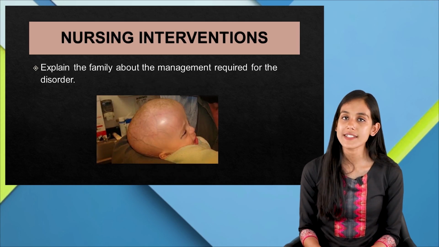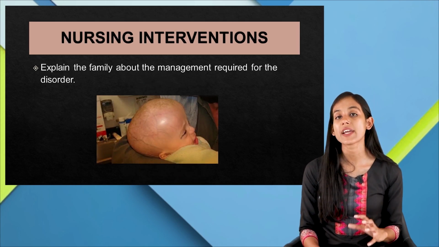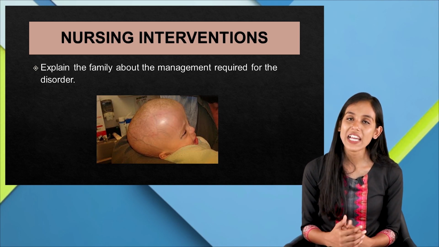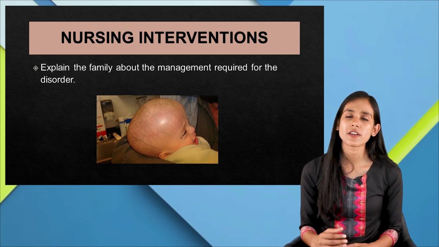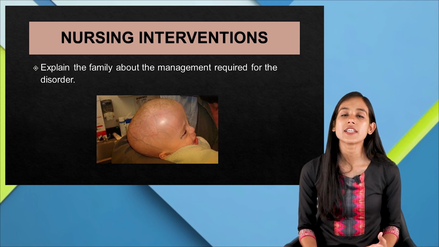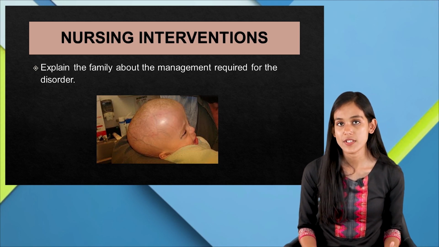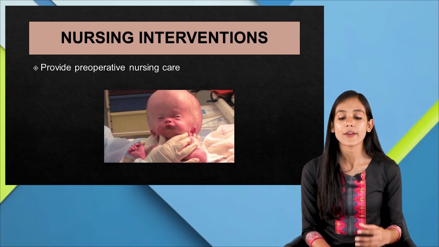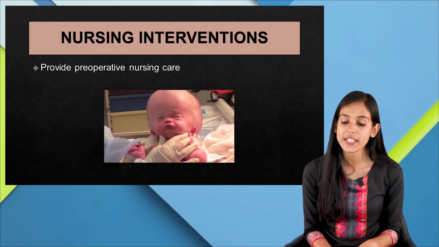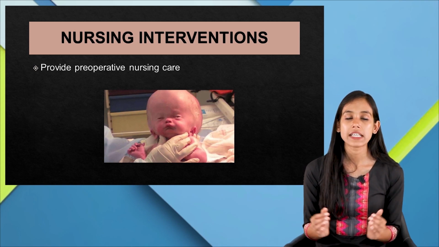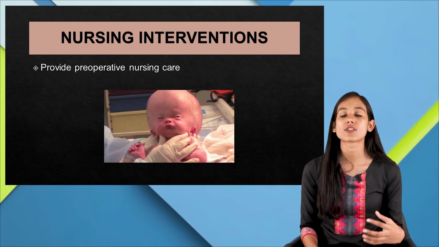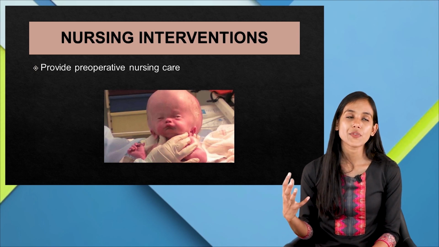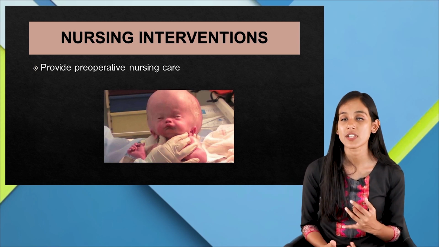So next, let us move on to the nursing interventions. The first thing is we have to explain to the family the management required for the disorder, right? So you have to explain what the problem is, why it is happening, and what the possible interventions are. And if the child is going for surgery, then you have to provide pre-operative care, and also along with that you have to assess the head circumference, the fontanelles, the cranial sutures, and if there is loss of consciousness. Also, you have to check for irritability, altered feeding habits, and high-pitched cry.